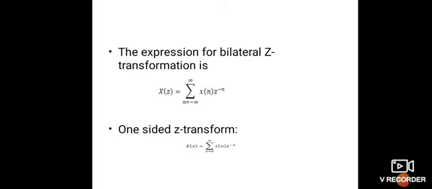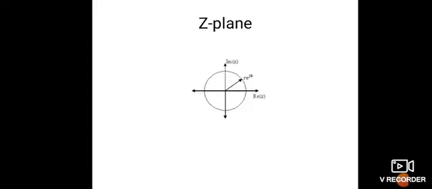So there are two types of Z transformation, as I said, single sided and double sided. The double sided is also known as bilateral, and the single sided is also known as unilateral Z transformation. So what is the Z domain? Basically, we are transforming the discrete time sequence x(n) into X(z).